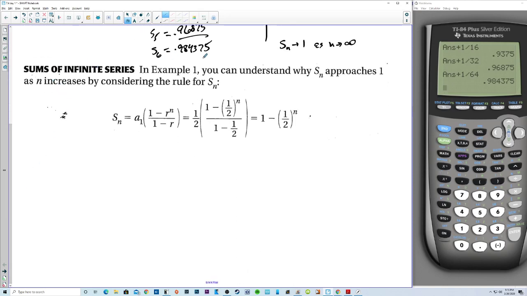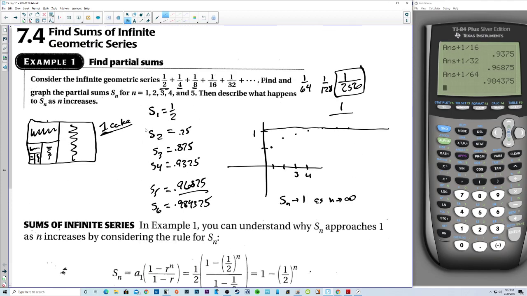Sum of infinite series. In example 1, you can understand why S sub n approaches 1 as n increases by considering the rule for S sub n. So let's say this is actually the finite sum that we talked about in section 7.3. Well, we just talked about how what you add has to get smaller and smaller. So consider this sum right here.